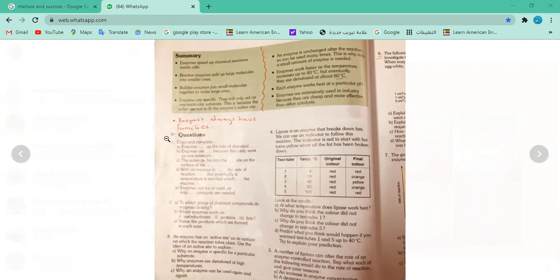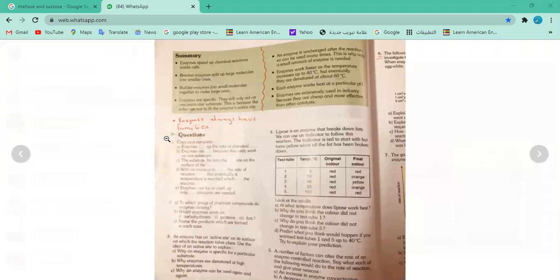Okay, so let's see. Aisha, would you like to answer D? Predict what you think would happen if you warmed up test tube 1 to 40 degrees Celsius and cooled down test tube 5 to 40 degrees Celsius. Try to explain your prediction. If we warm test tube 1, then the reaction would take place, but if we cooled test tube 5, there would be no reaction because the enzyme has been denatured.